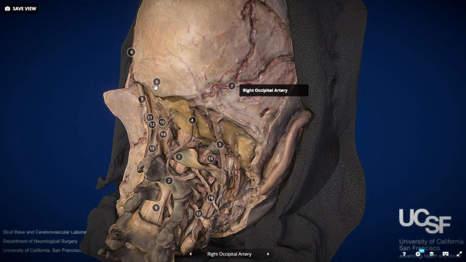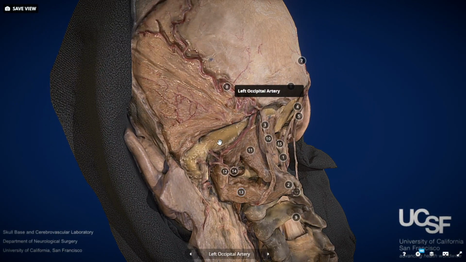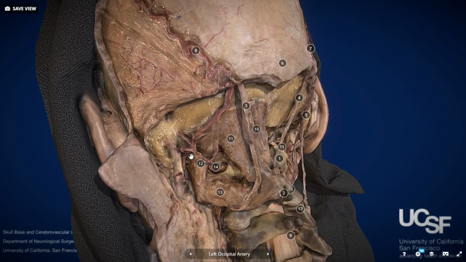And also we see the most superficial segment of the occipital artery, in this case the right and left occipital arteries. This is a great opportunity as well to identify properly the course of the proximal portion of the occipital artery, also the suboccipital portion of the occipital artery, lying in between the posterior belly of the digastric muscle and the superior oblique muscle.